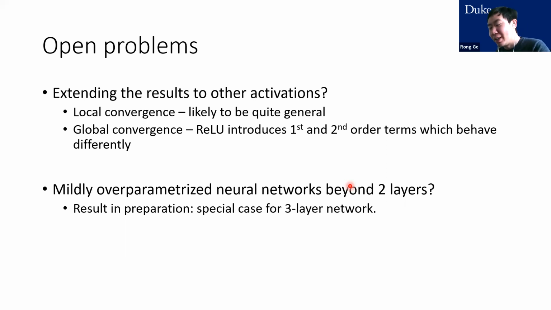Perhaps a more interesting direction is, can we prove results for mildly overparameterized neural networks that go beyond 2 layers? This is a difficult problem, and in the most general setting, we still don't have a good intuition, but we do have a result in preparation, which shows that for a very specific function, you can use a 3-layer network to learn that particular function, and we can analyze the training dynamics.